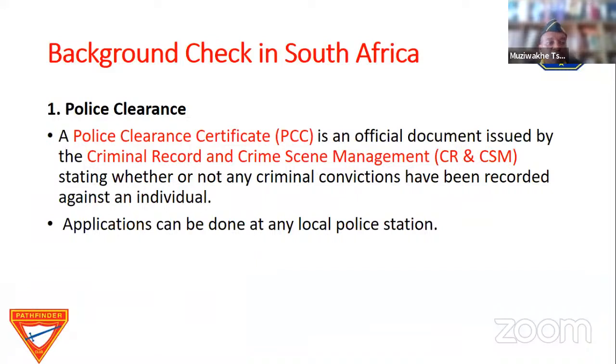Now, when we talk about the police clearance, we need to know that a police clearance certificate is an official document issued by the Criminal Record and Crime Scene Management, stating whether or not any criminal convictions have been recorded against an individual. And to obtain the police clearance, applications can be done at any local police station.